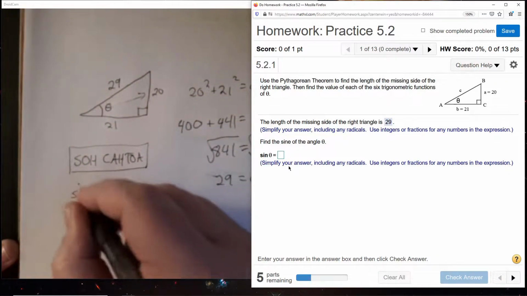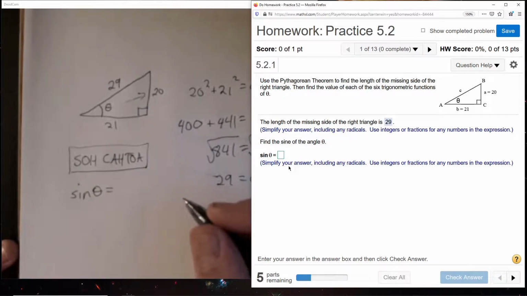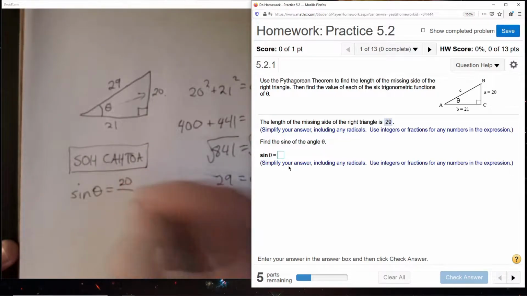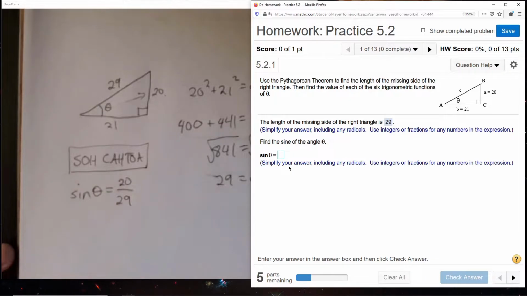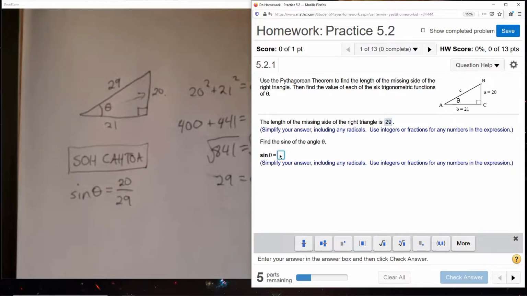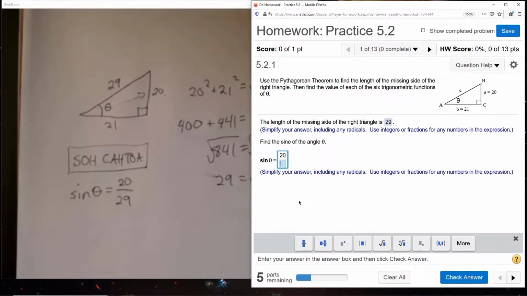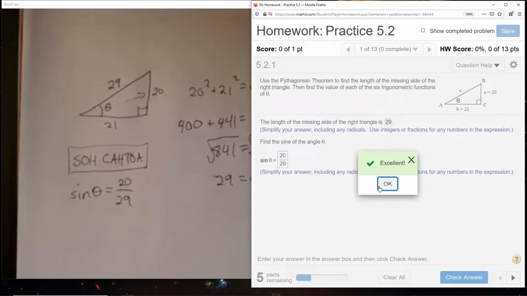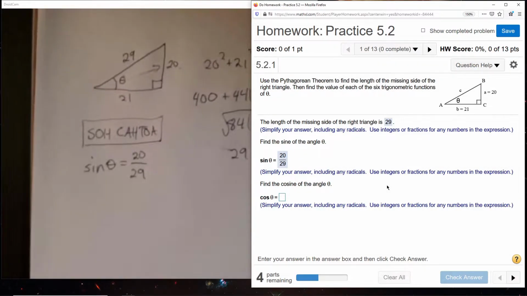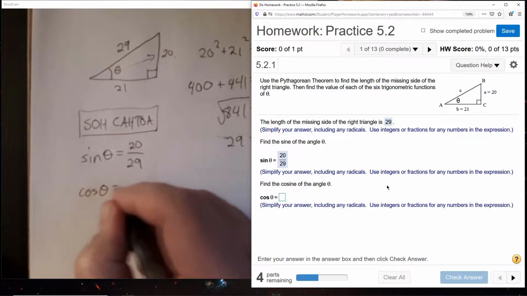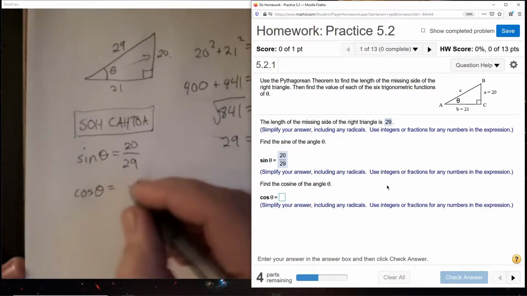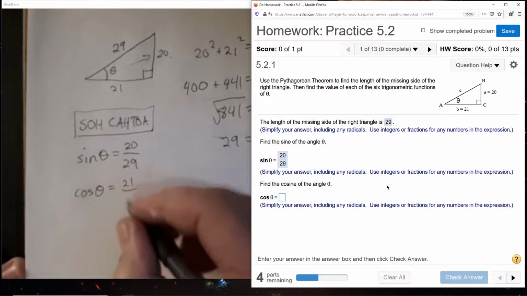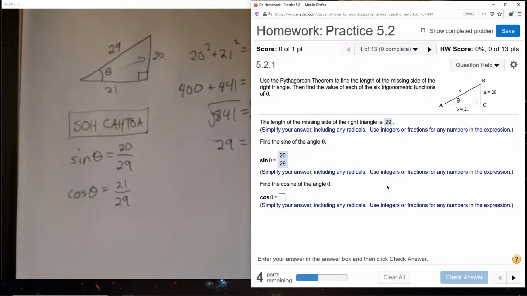So looking at sine of our angle, it's going to be the opposite over the hypotenuse. And my math lab does say to simplify, so we should always check to simplify, but just in case, sometimes you might have the right answer, but you didn't simplify it. But we're good right here with 20 over 29. So let's check out cosine. Now cosine is the adjacent, so that's going to be 21 over the hypotenuse. And we'll check for any simplification. There isn't.